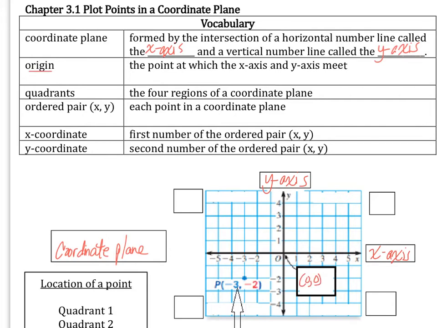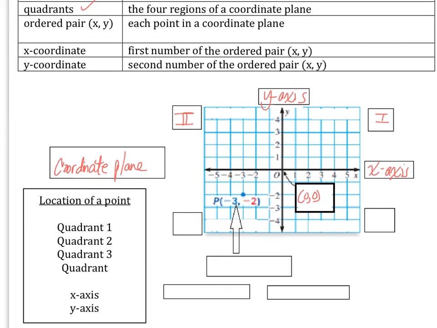So this brings us to the next vocab word, the origin: the point at which the x-axis and the y-axis meet, 0, 0. After the x-axis and the y-axis intersect, they are cut into 4 regions which we call quadrants. Quadrant 1, 2, 3, 4. Counterclockwise.